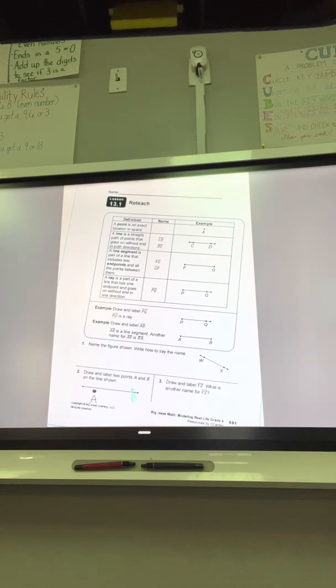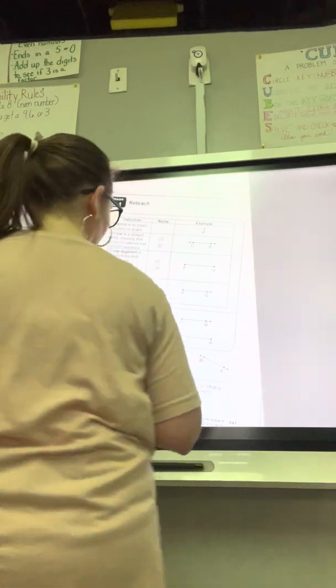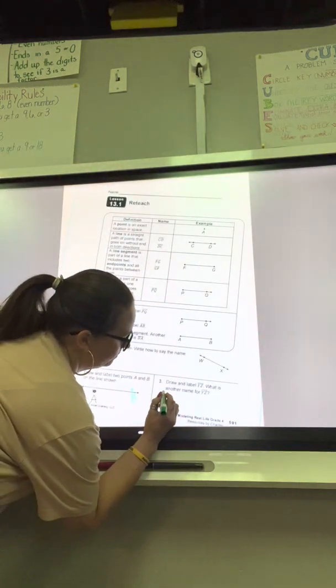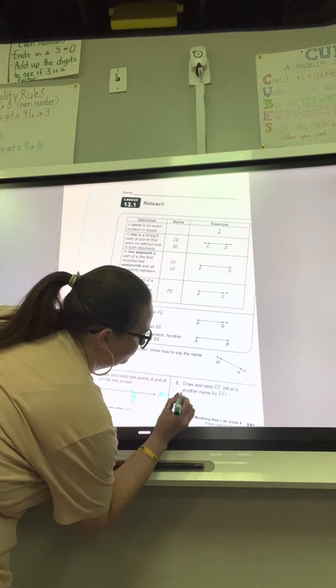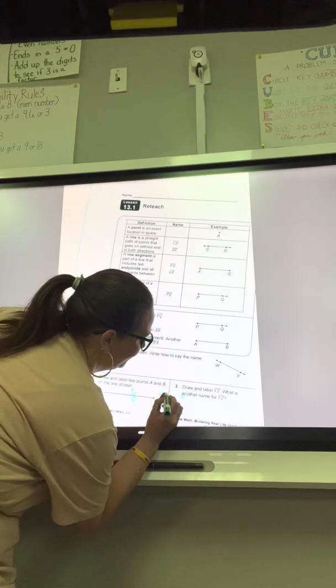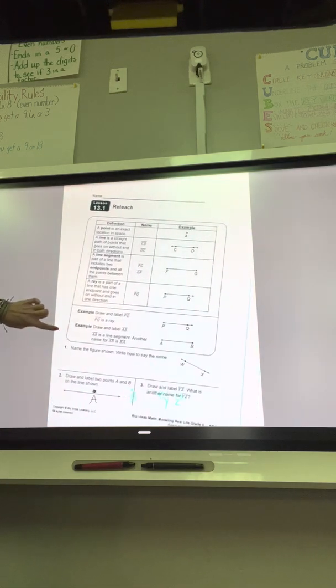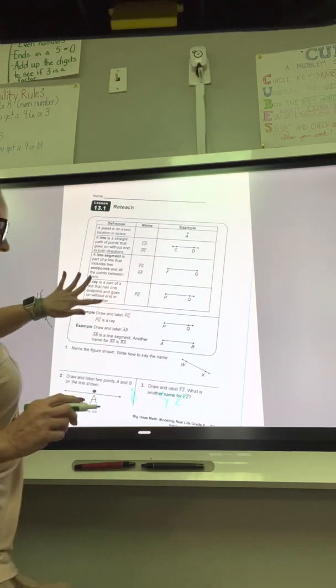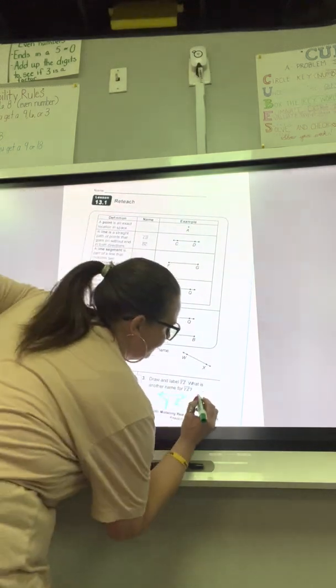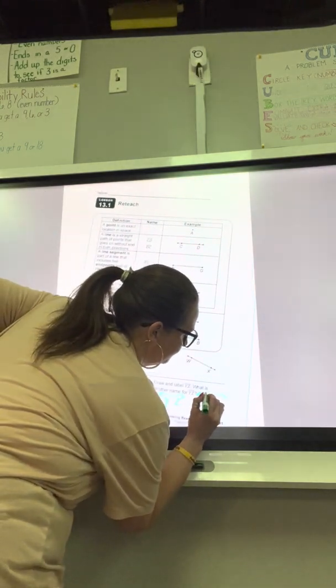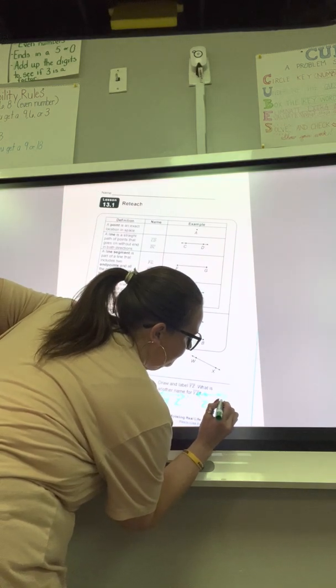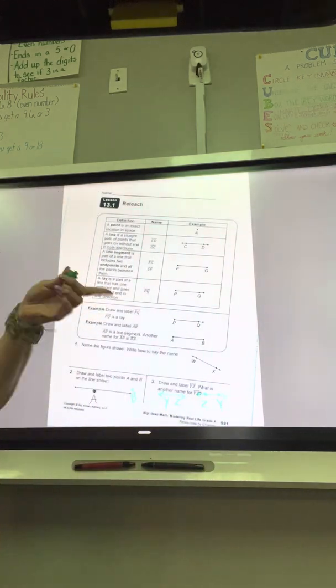Draw and label line YZ. How do I know that that is a line? Because above the letters, there's an arrow on each side. All right, line YZ. And what is another name for line YZ? ZY. I could just put them in the other order, because it doesn't matter what order your letters come in.